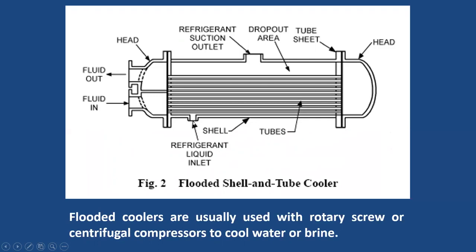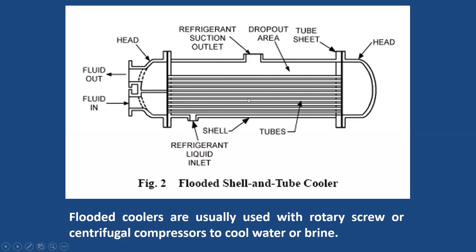So it is accumulated, in fact. If it gets evaporated, from the top it is connected to the compressor. This is the suction outlet, that is the outlet connected to the suction line of the compressor. This is a drop-out area where the vapor deposits, and the entire tubes are submerged in the liquid refrigerant. That's why it is called flooded. Whatever evaporation is taking place is on the tube, and the liquid which is to be cooled, especially chilled water or any other liquid, flows through these tubes. When it comes in contact with the tube surface it gets cooled, and at the same time the refrigerant absorbs the heat, and the liquid refrigerant gets evaporated and accumulated at the top.